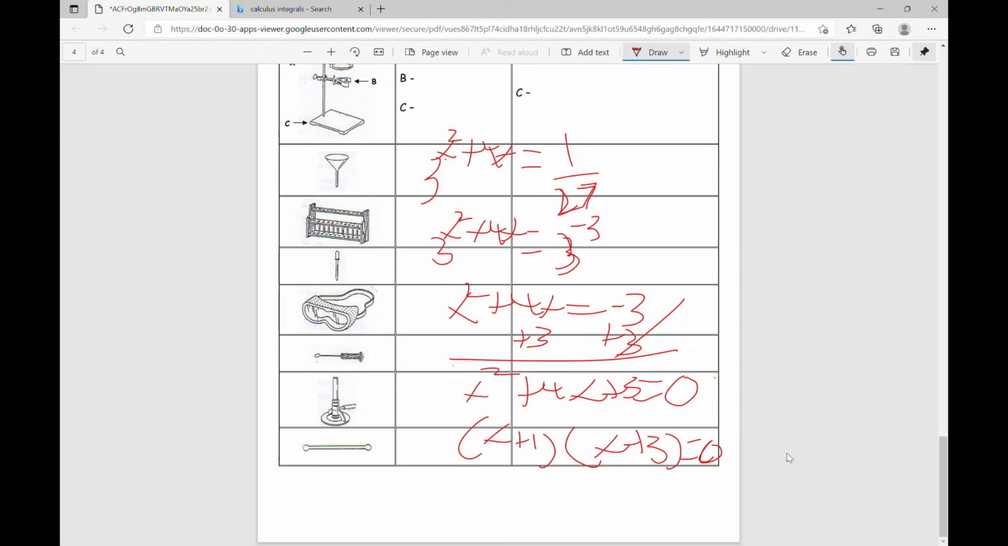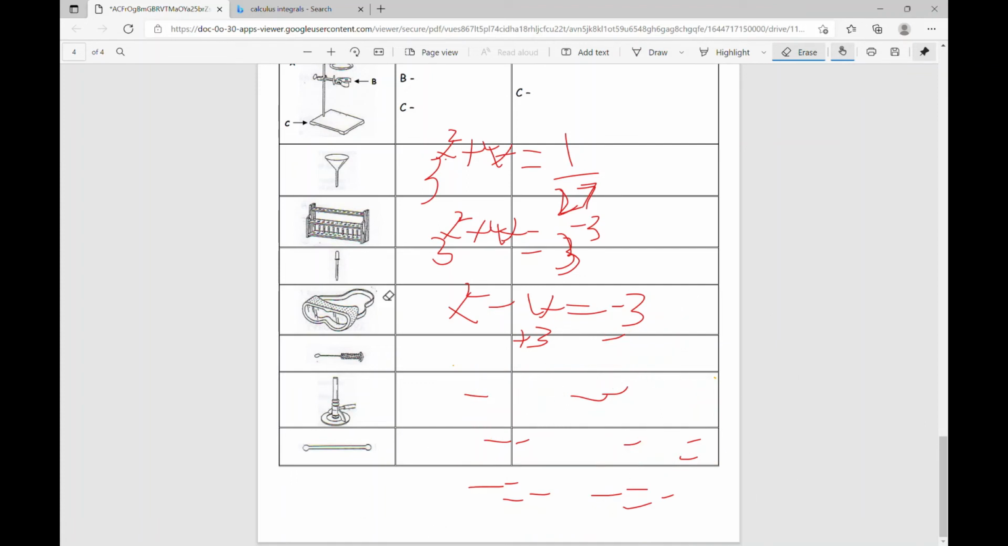Now, if you set each factor equal to 0 using the zero product property, if x plus 1 equals 0, that means x has to be equal to negative 1. And if x plus 3 is equal to 0, that means x has to be equal to negative 3. And those are our two solutions for that example. So let's try another example for you to become good at exponential equations.